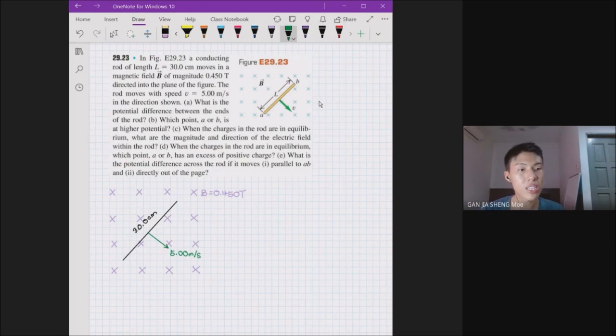Okay, now they ask, what is the potential difference between the ends of the rod? If you are moving the rod in this direction, what will be the potential difference between the ends of the rod? Basically, the potential difference here is equivalent to the EMF that you find. So it's nothing too special. It's just the EMF that you find.